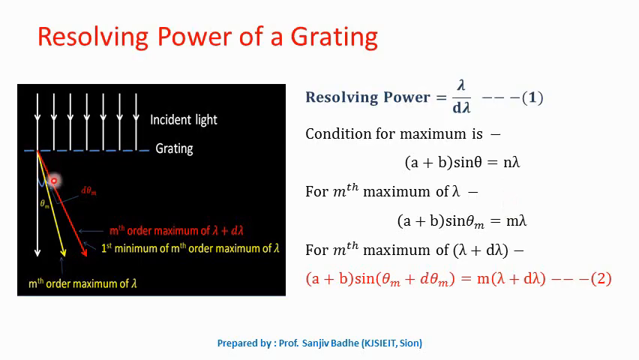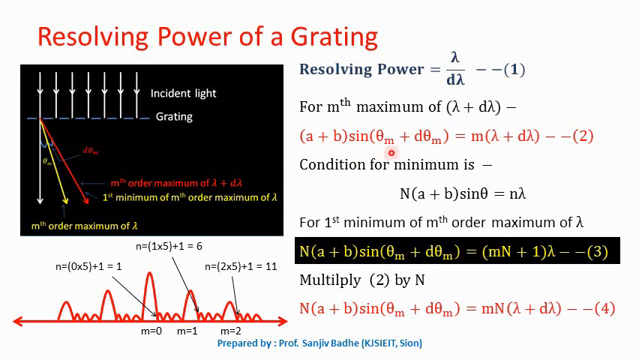Now for the mth order maximum of lambda plus d lambda, we can write A plus B sin theta m plus d theta m. So this theta is replaced by theta m plus d theta m, because the mth order maximum of lambda plus d lambda is obtained at an angle theta m plus d theta m, and n is replaced by m and lambda is replaced by lambda plus d lambda. So this is the condition for the mth order maximum of lambda plus d lambda. Let us call this equation number 2.